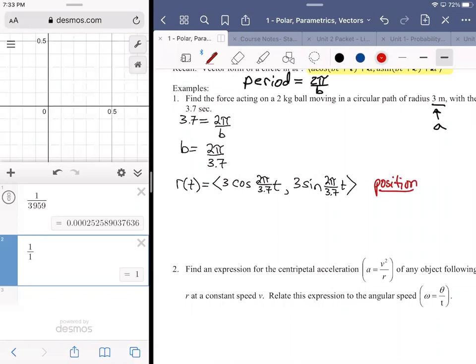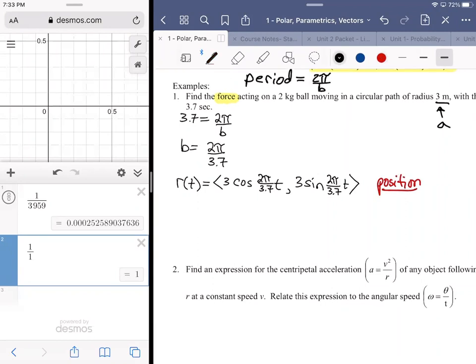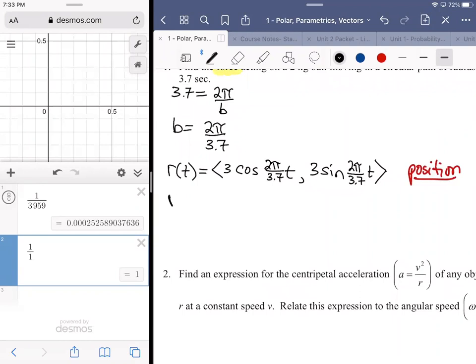I need to figure out acceleration, right? And the reason I need to figure out acceleration is because they're asking for force. Force equals mass times acceleration. So I need to get the acceleration so that I can multiply it by the mass and determine the force. So in order to do that, I need the first derivative, r prime of t, going to use a little bit of chain rule here.